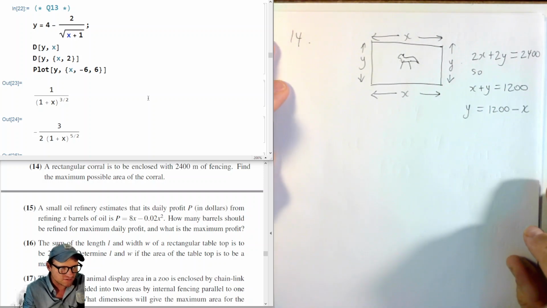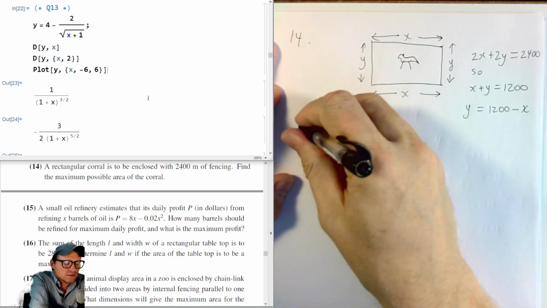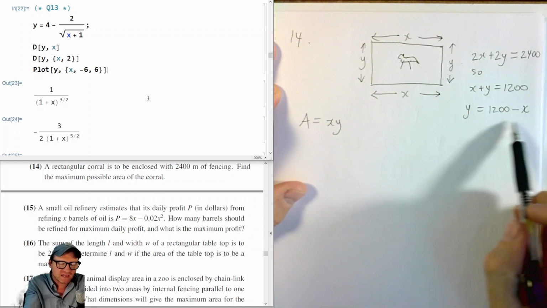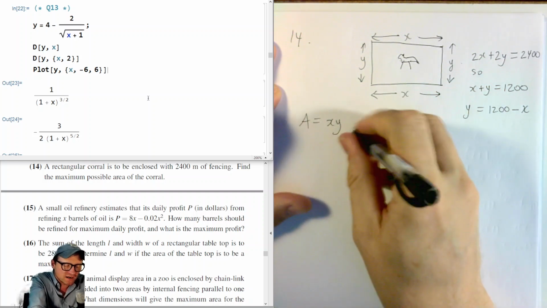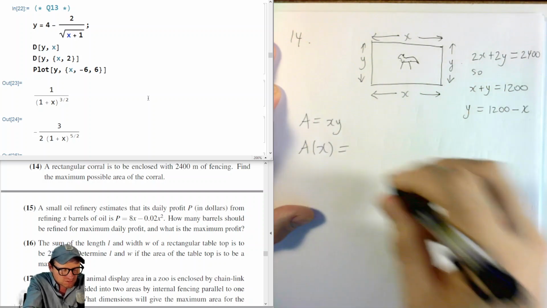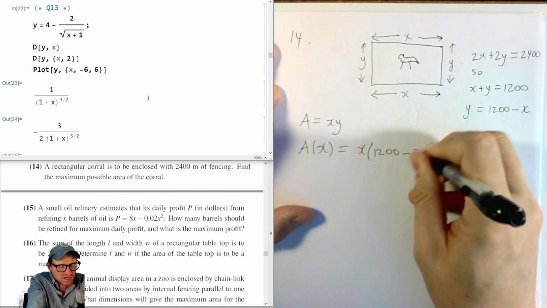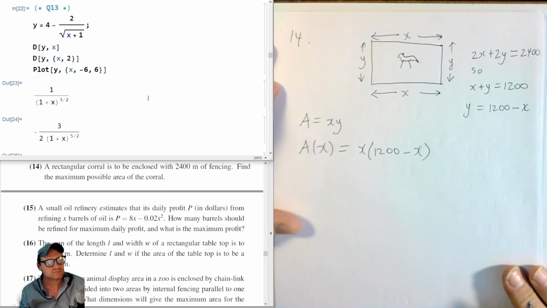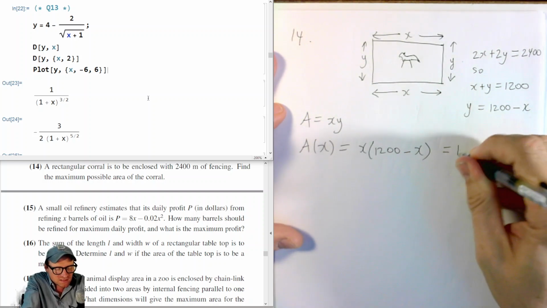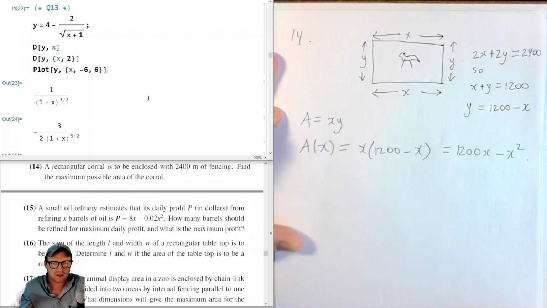So this asks us to find the maximum possible area of the corral. So the area is equal to x times y. Now we have a rearrangement for y there. So area as a function of x is equal to x times 1200 minus x. Now just to make this easy, we can expand this and say 1200x minus x squared.